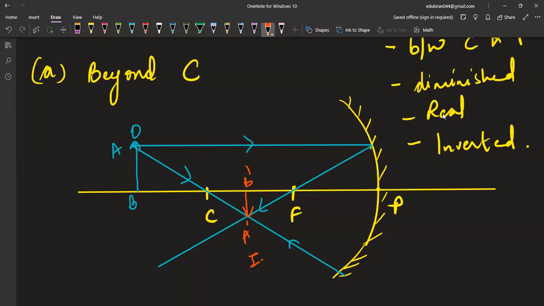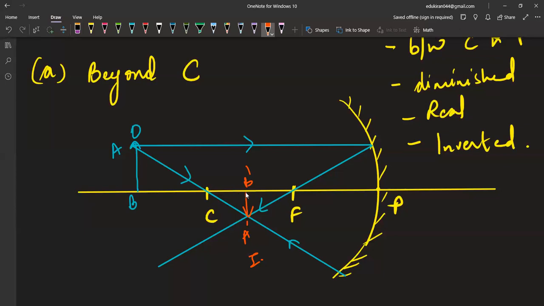Real image means this is the actual image which is formed in front of the mirror. When the image is formed behind the mirror, that is known as a virtual image, because a virtual image means you cannot see the image behind the mirror. That is not a real image. Here it is formed in front of the mirror, so a real image has been formed. So this is the case when the object is kept beyond C.